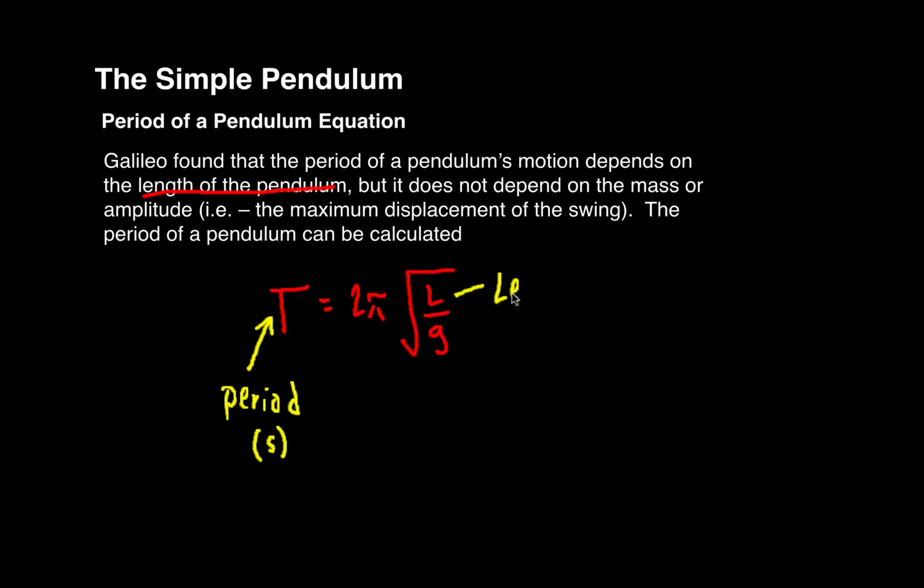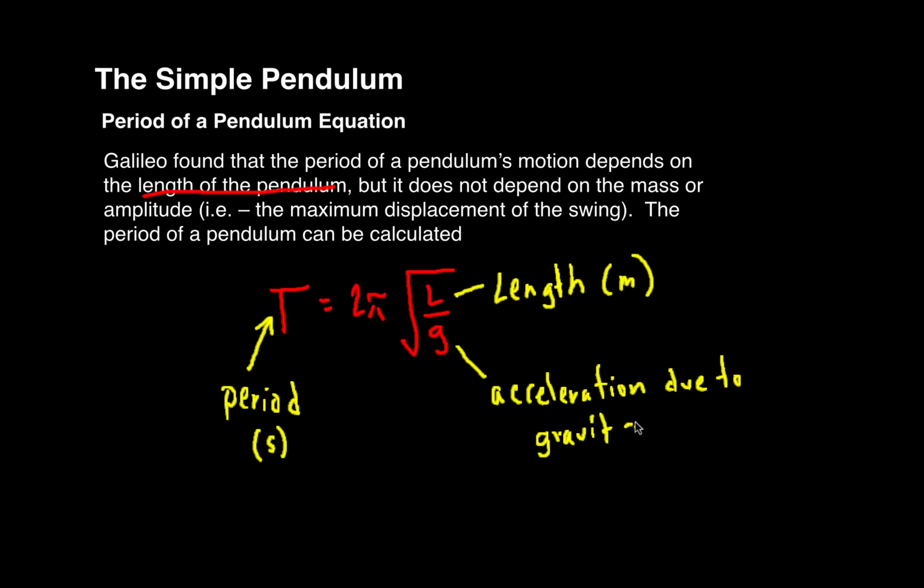L is the length of the pendulum's string measured in meters, and g is the acceleration due to gravity. On Earth, the acceleration due to gravity is generally accepted to be 9.81 meters per second squared.